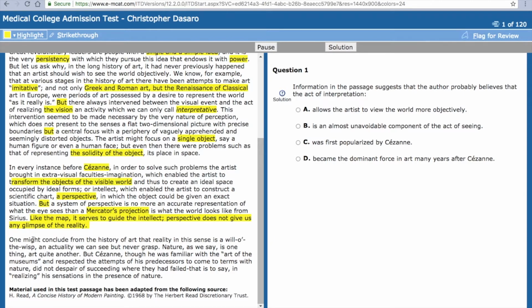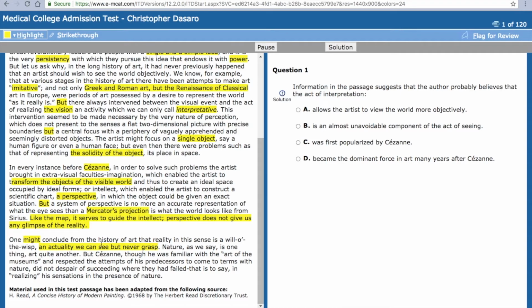In the last paragraph: one might conclude from the history of art that reality in this sense is a will-o'-the-wisp. In actuality, we can see but never grasp. Okay, so that makes sense given the tone. One might conclude. Okay, so given that the author is saying one might conclude, this could be turned around, meaning there could be a shift approaching. So this is something you kind of want to watch out for.